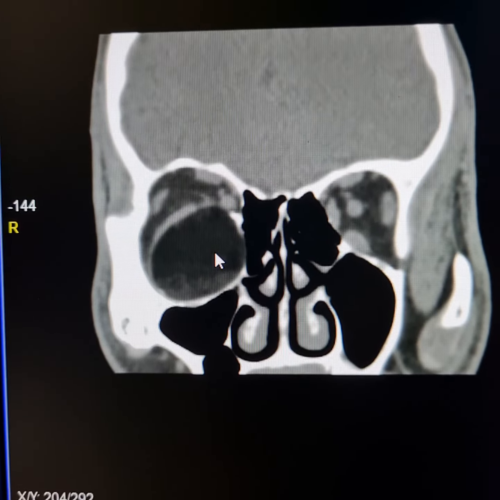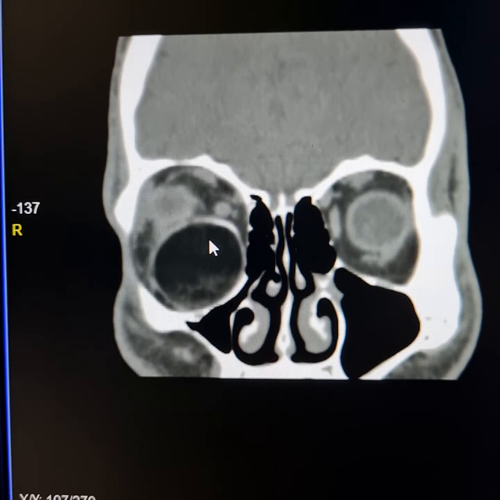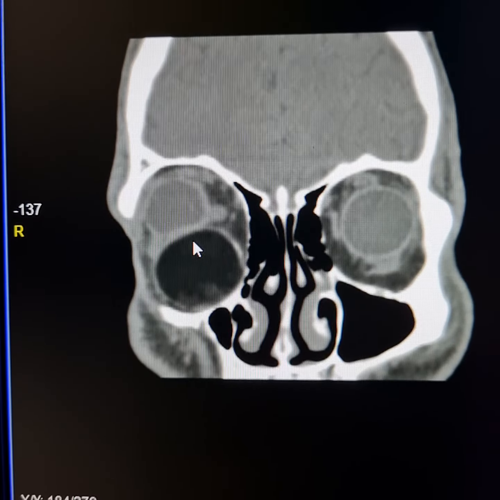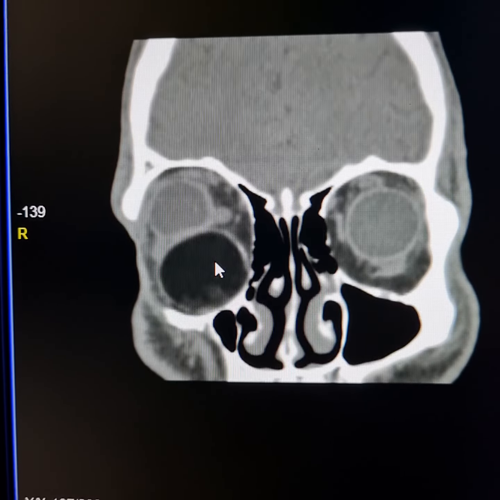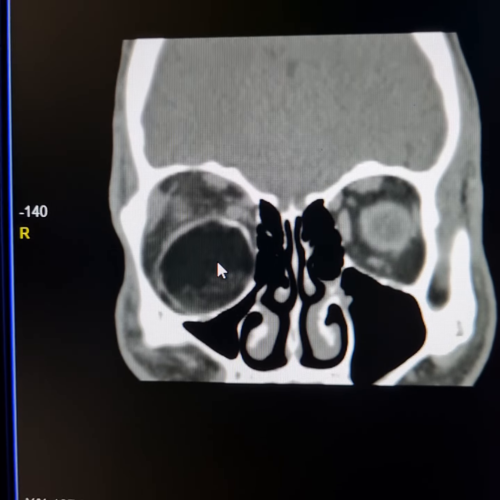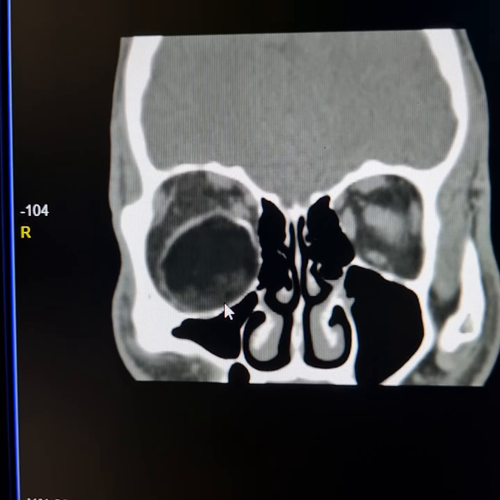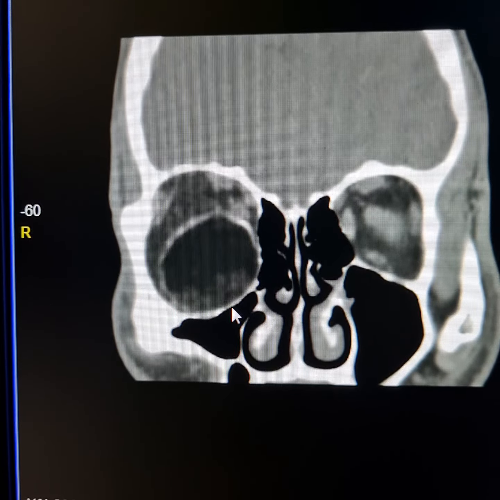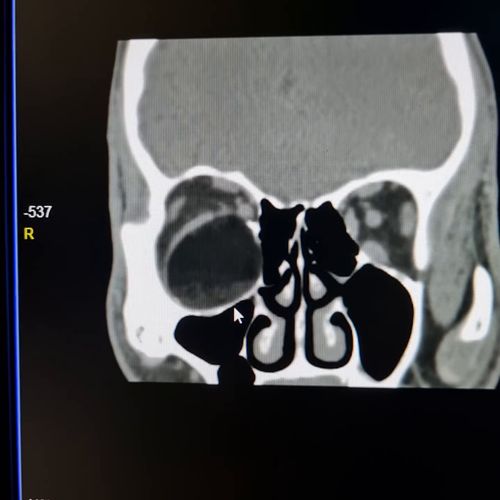Right eyeball is displaced superiorly, its posterior surface is flattened. Now please observe that right orbit is enlarged. Surrounding bones are thinned. The floor of right orbit is pushed downwards.